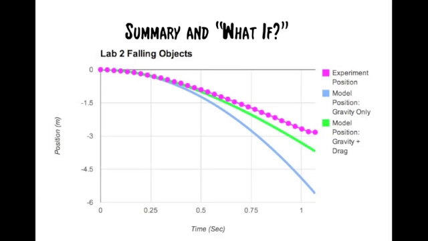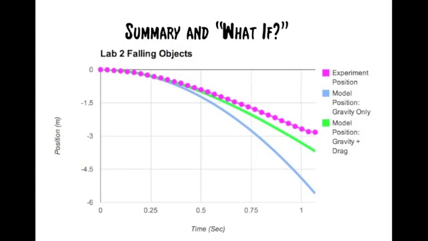Summary and what if. Here is a graph generated by a Google spreadsheet. Our experiment is in pink. The blue line is the model with gravity only, and the green line is the model with both gravity and drag. From this we can see that the motion caused by gravity and drag was close to that predicted by Newton's second law. It appears that we underestimated the effect of drag on our model. That is what caused the model to differ from our experiment.